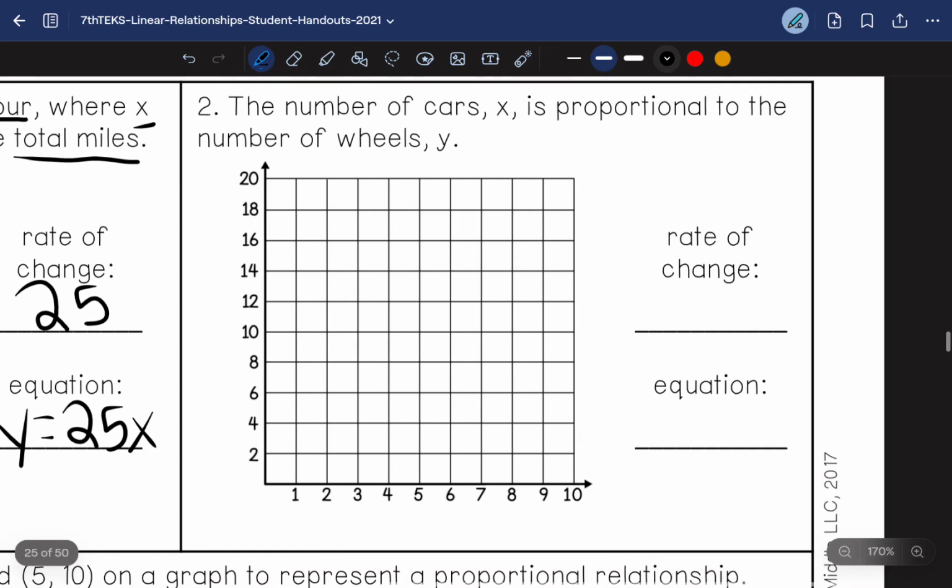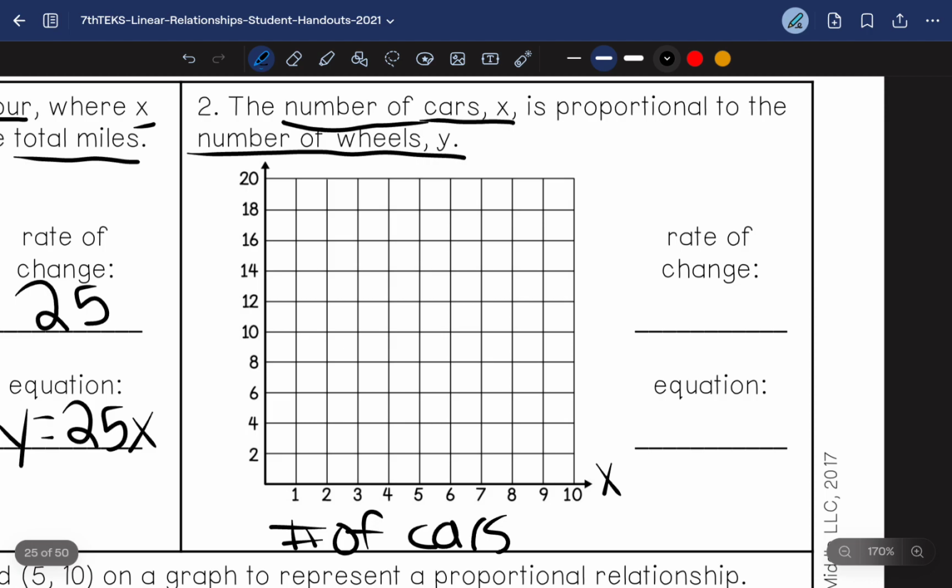Number 2, the number of cars, x, is proportional to the number of wheels, y. So I'm going to put on my x-axis number of cars, because that's what it said. And then for my y-axis, I'm going to put number of wheels. So it doesn't tell us much, but we've all seen cars before. So let's think to ourselves. A car has 4 wheels. Sometimes it has a spare, but we're not going to include that in this.